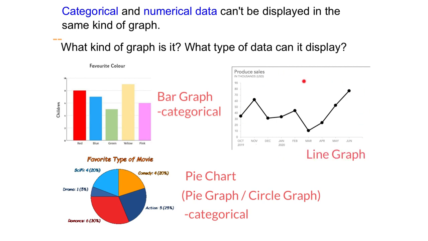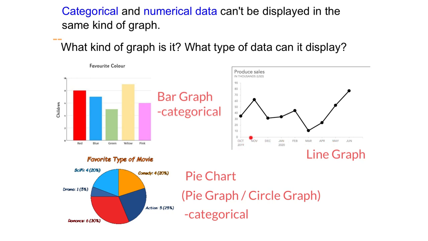Over here we have a line graph, and we see months and produce sales in thousands US dollars. So you might be thinking, well, months, that's not numbers. However, this is a time scale. Time is measurable with numbers. So although you don't see numbers here, you see names of months, these are numbers because you can measure time numerically. This is a flow of time.